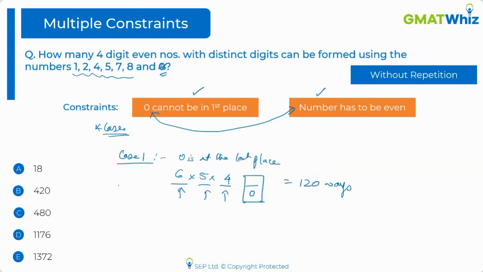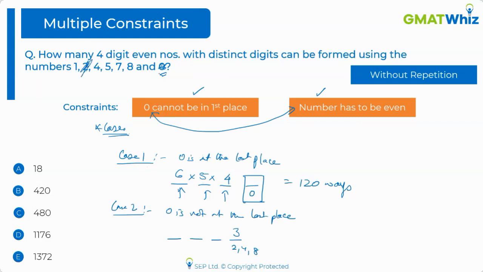Okay. The second case obviously is that 0 is not at the last place. If 0 is not at the last place, and if I need an even number, then the last place can be filled with 2, 4, or 8. So the last place can be filled in 3 ways. That's very important to understand. Now obviously, as I told you, you don't put all of them in one go. So you must have used one of them.